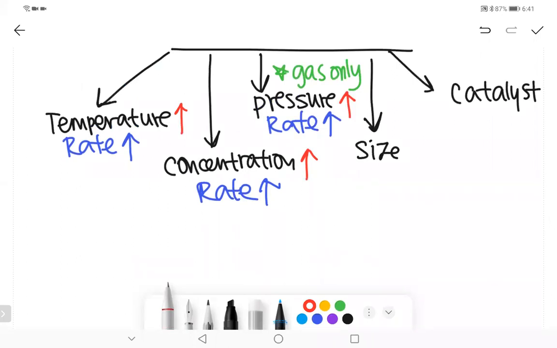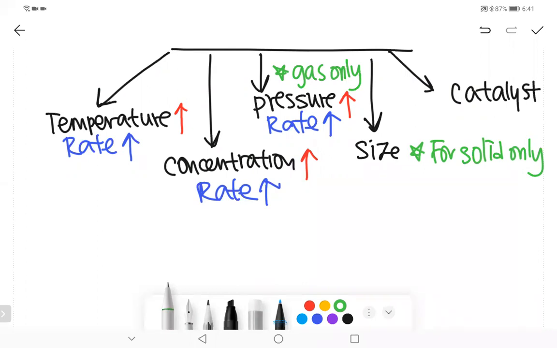Okay. Next one is size. Size is also another factor that can affect the rate. Size is only workable for solid. Only solid. You never heard that the liquid is small, the gas is big. No. Size only works for solid, nothing else.